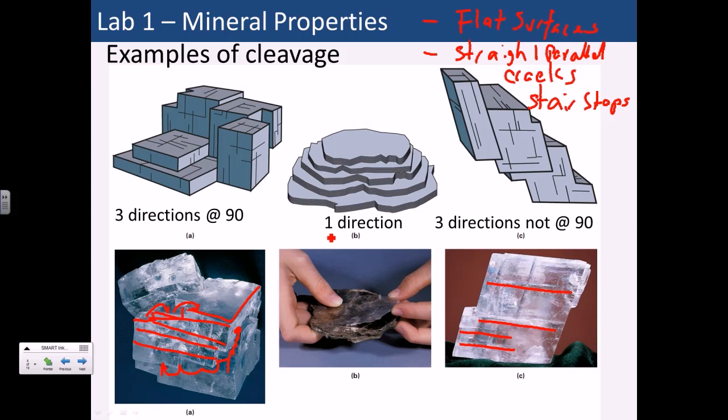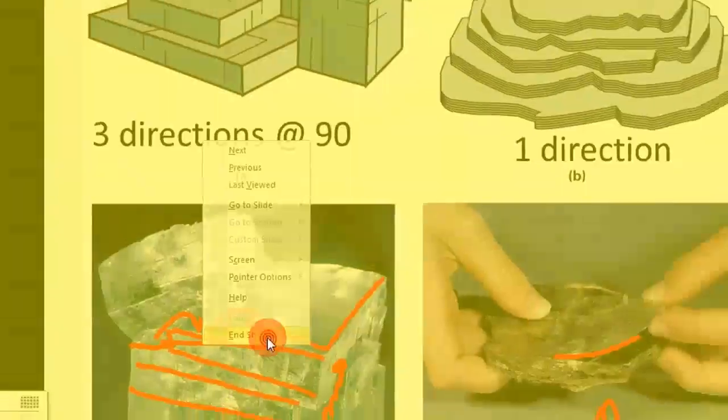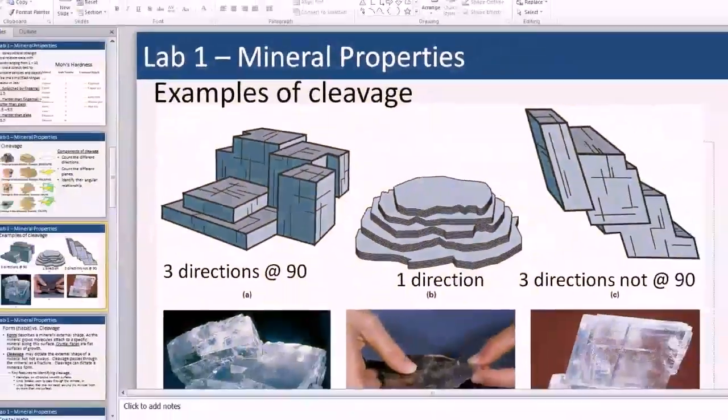The last one is sheets or layers. Okay, sheets or layers you can see in the center diagram here as this person's peeling off one of the layers of this muscovite. And I'll show you how to see that in minerals that have more than one direction of cleavage. Okay, so we'll back out of this for a second and flip over to our document camera.